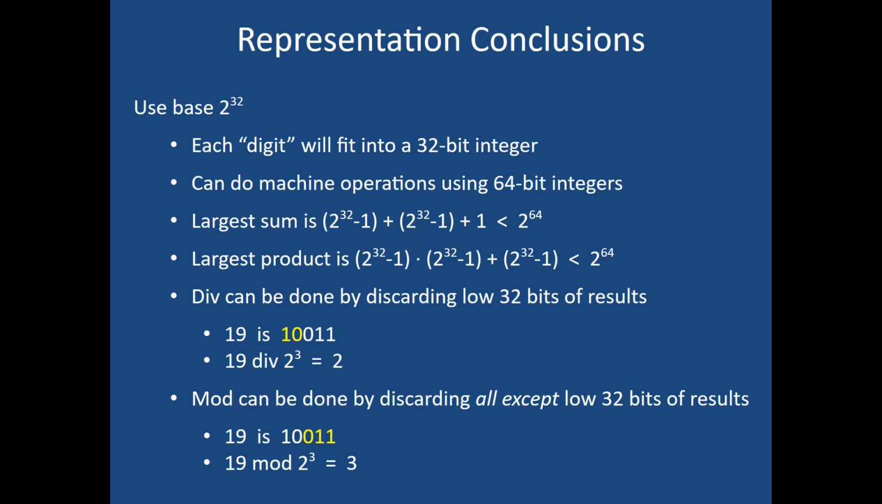So this just makes arguments already made. Each digit will fit in a 32-bit integer. We can do 64-bit arithmetic, and we will not overflow. This shows you why. And div can be done, when we have to do div by the base, we just discard the low 32 bits of the result. Now this shows you base 8, not base 2 to 32. And mod can be done by discarding all except the low 32 bits. So we can div and mod quickly. So that's basically how big integers are represented. Just lists, arrays, whatever, of chunks of bits.